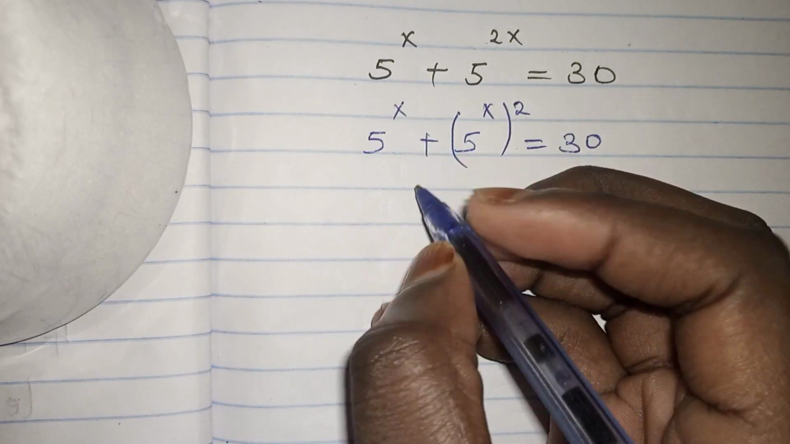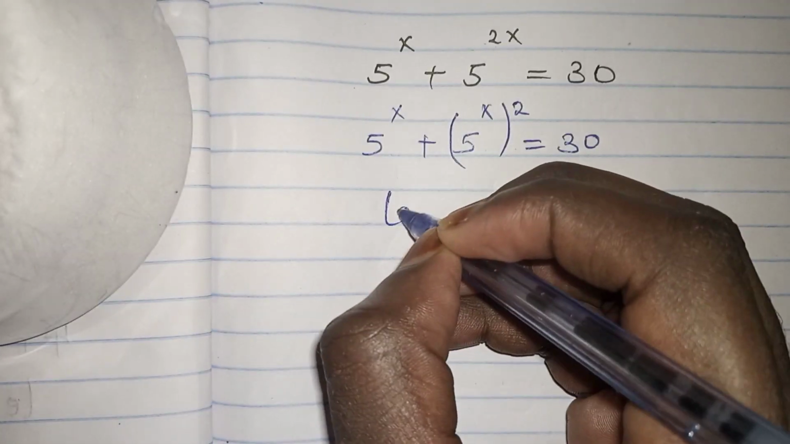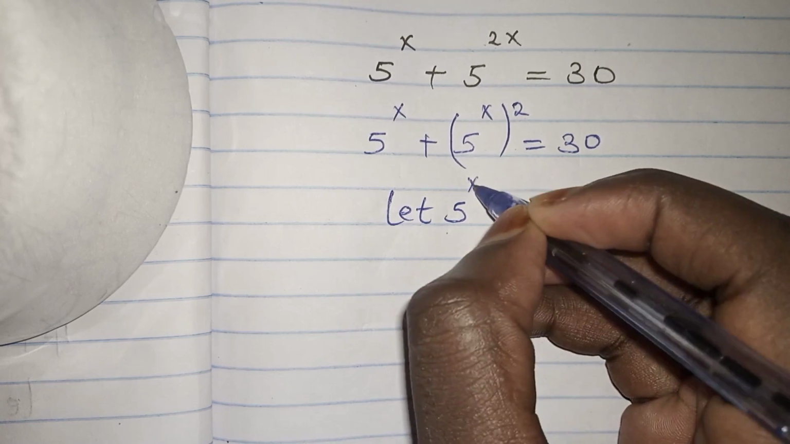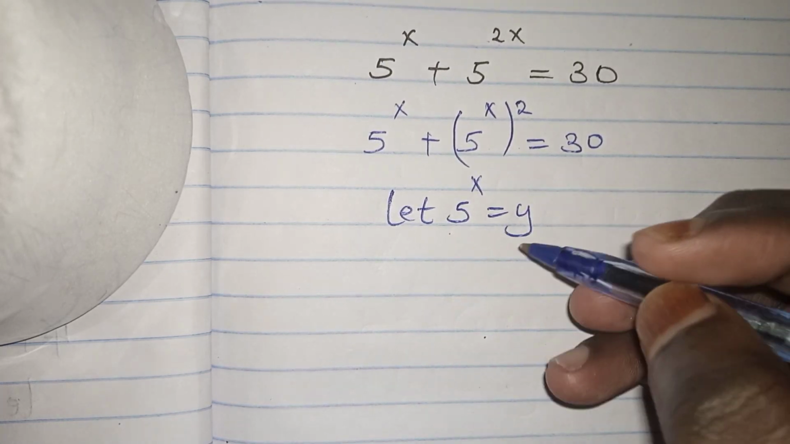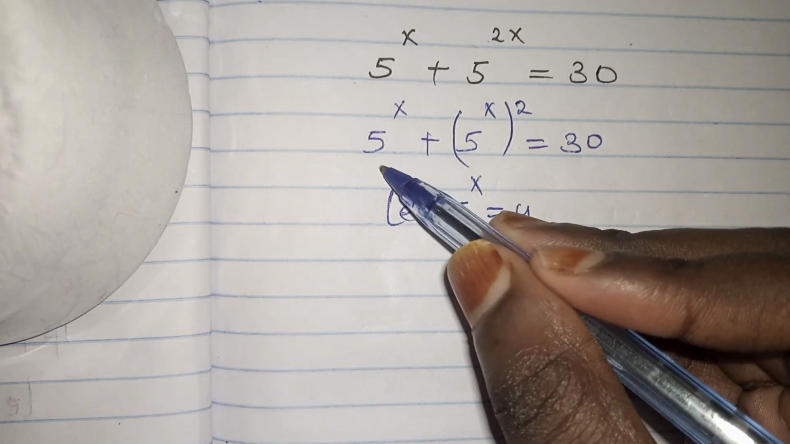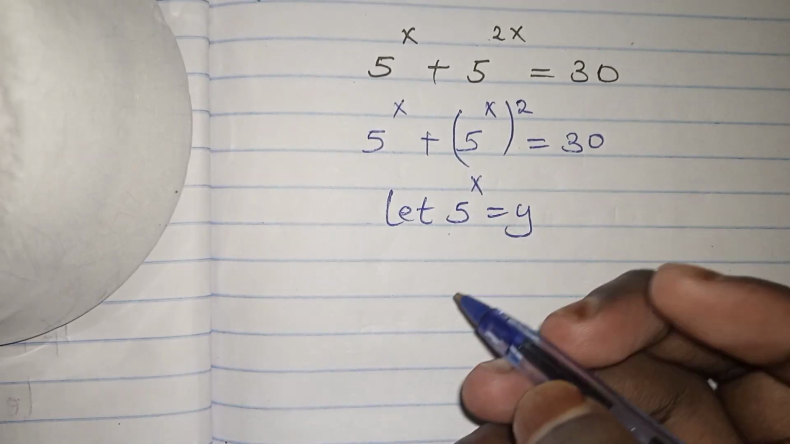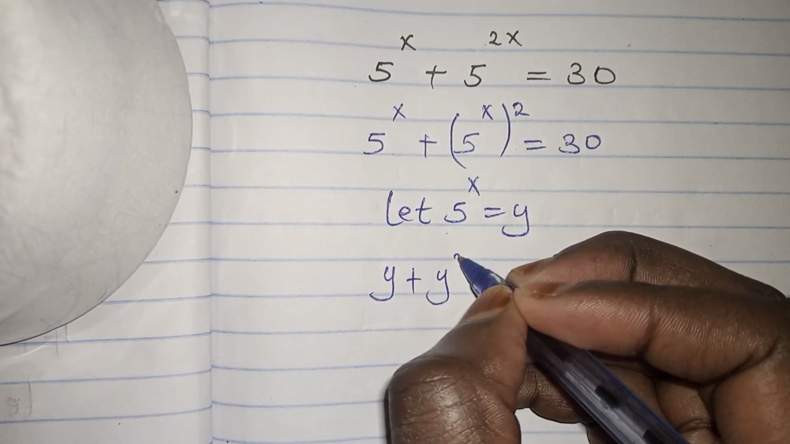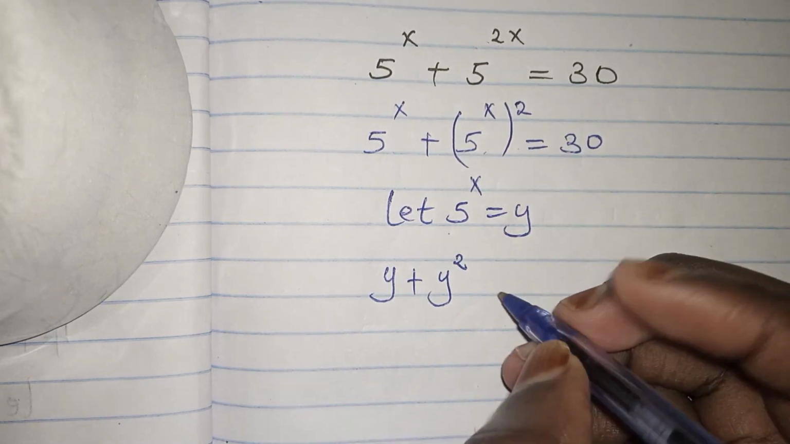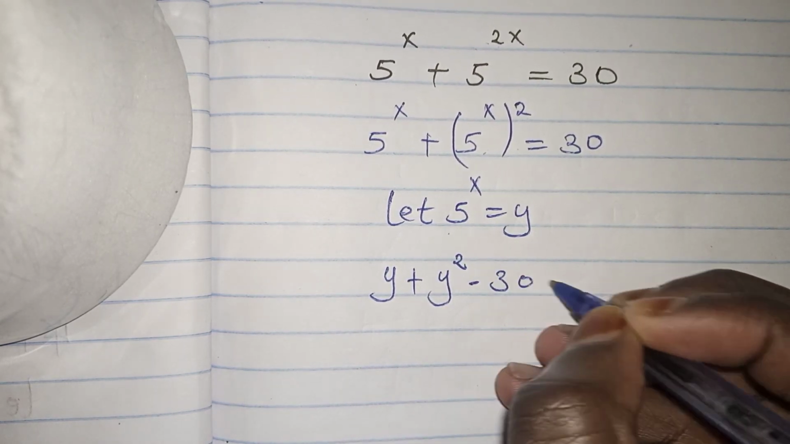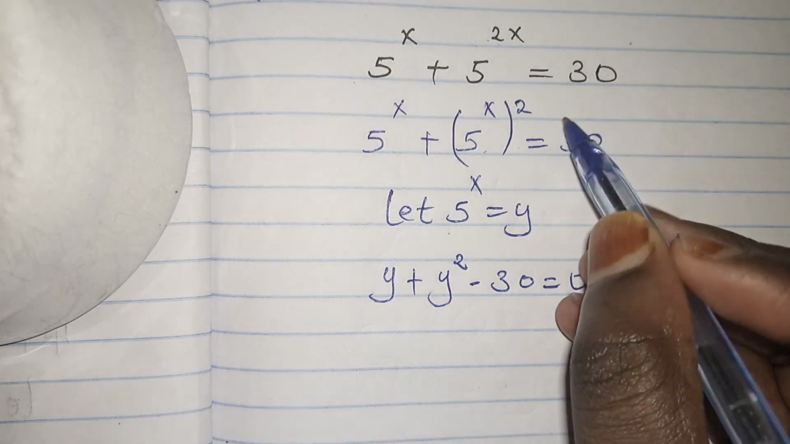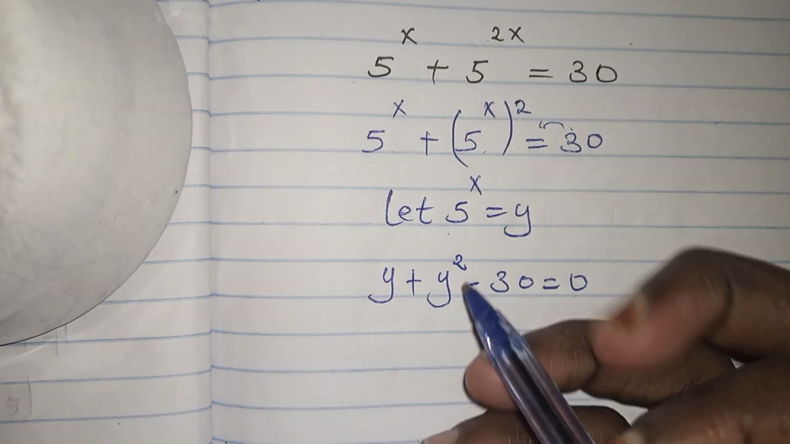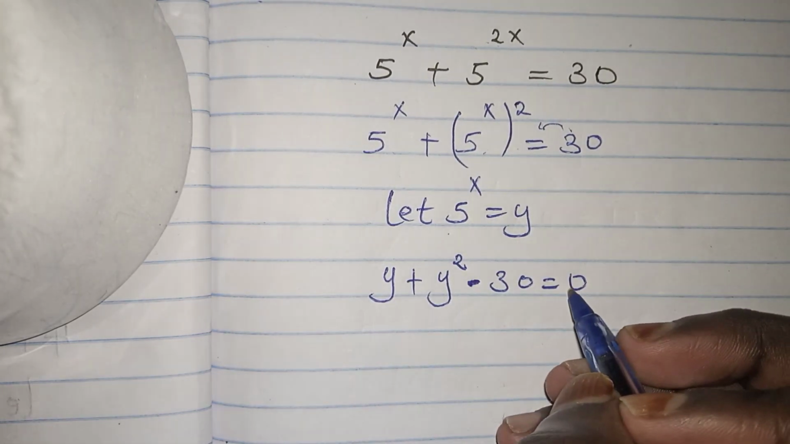So 5 to the power of x is common. So let 5 to the power of x be y. So I'm going to substitute y where we have 5 to the power of x. So this will be y plus y squared minus 30 is equal to 0. So I've brought this 30 to this side and it has become a negative.